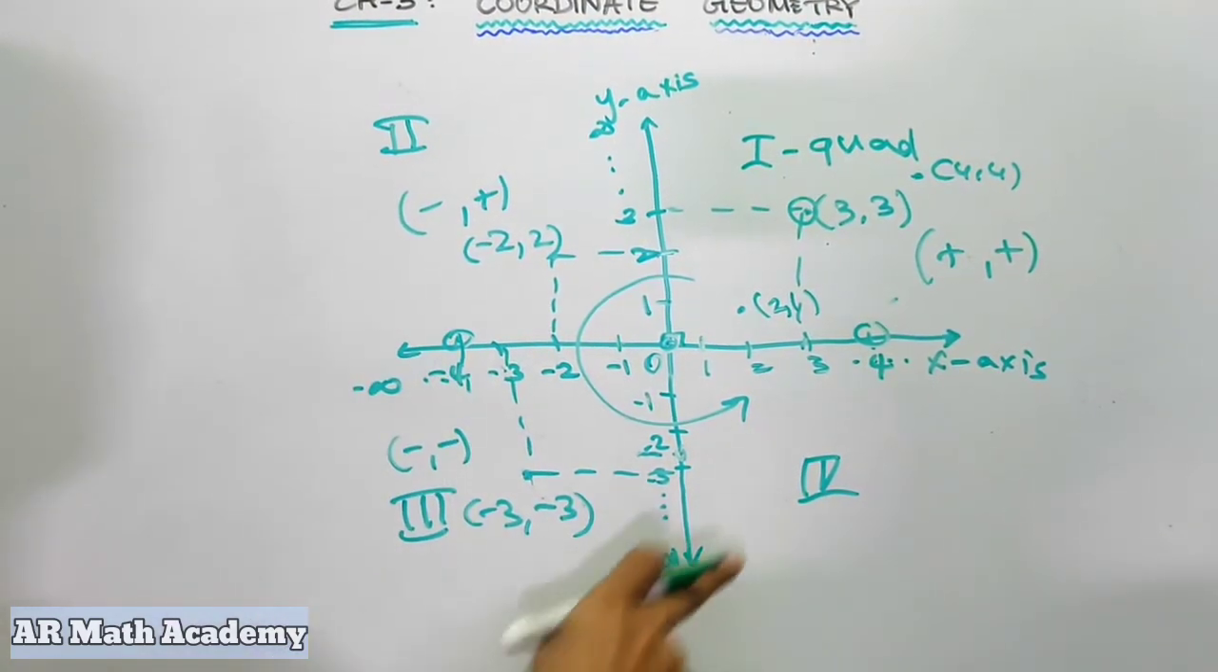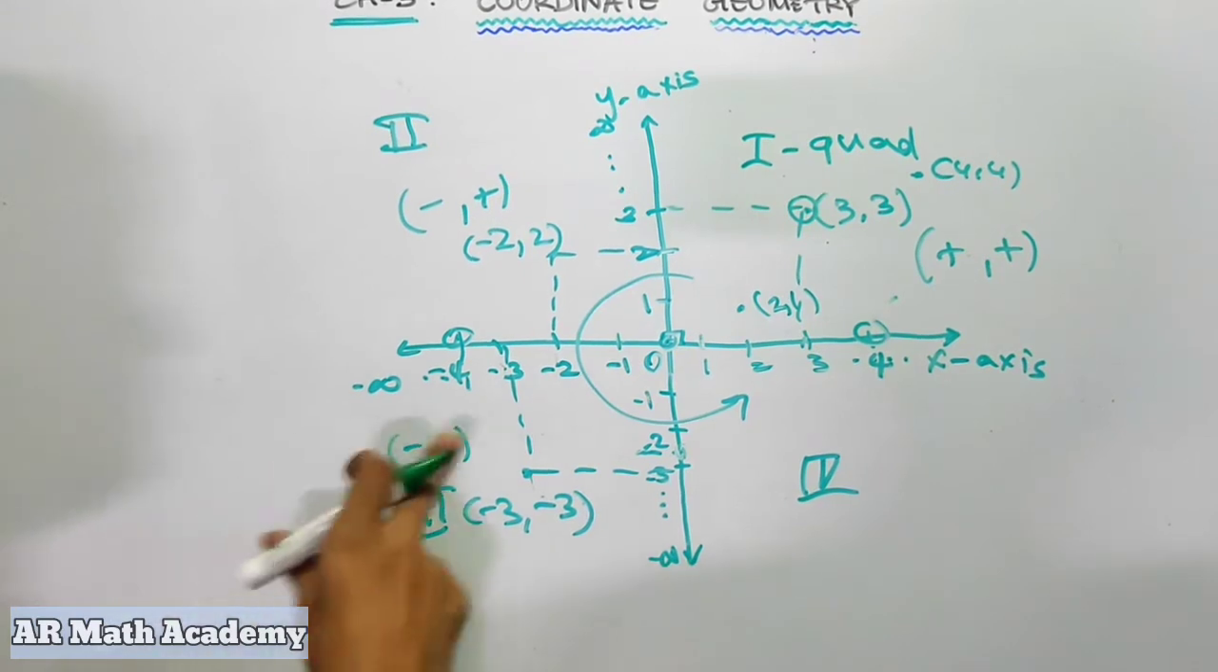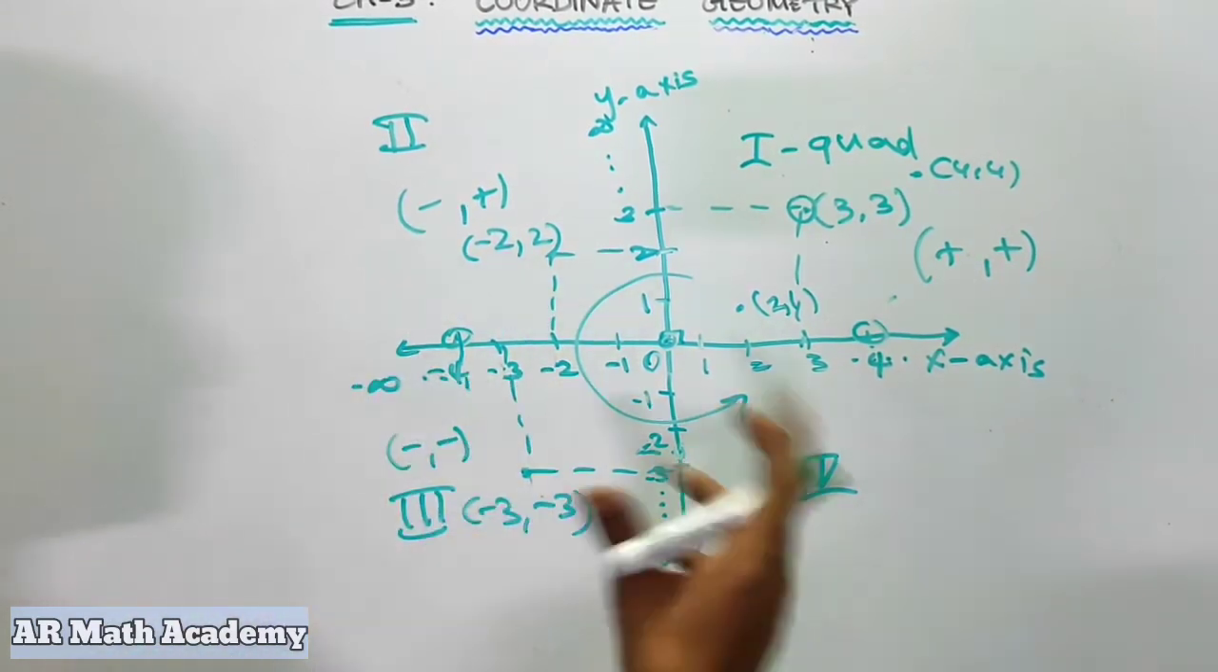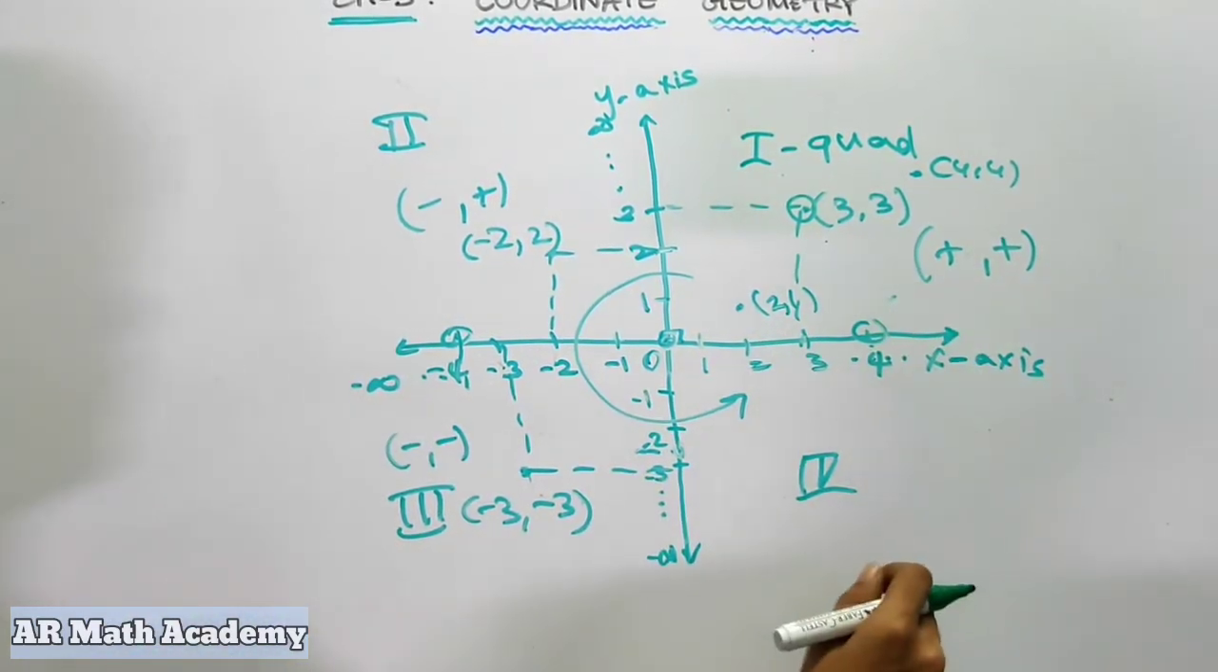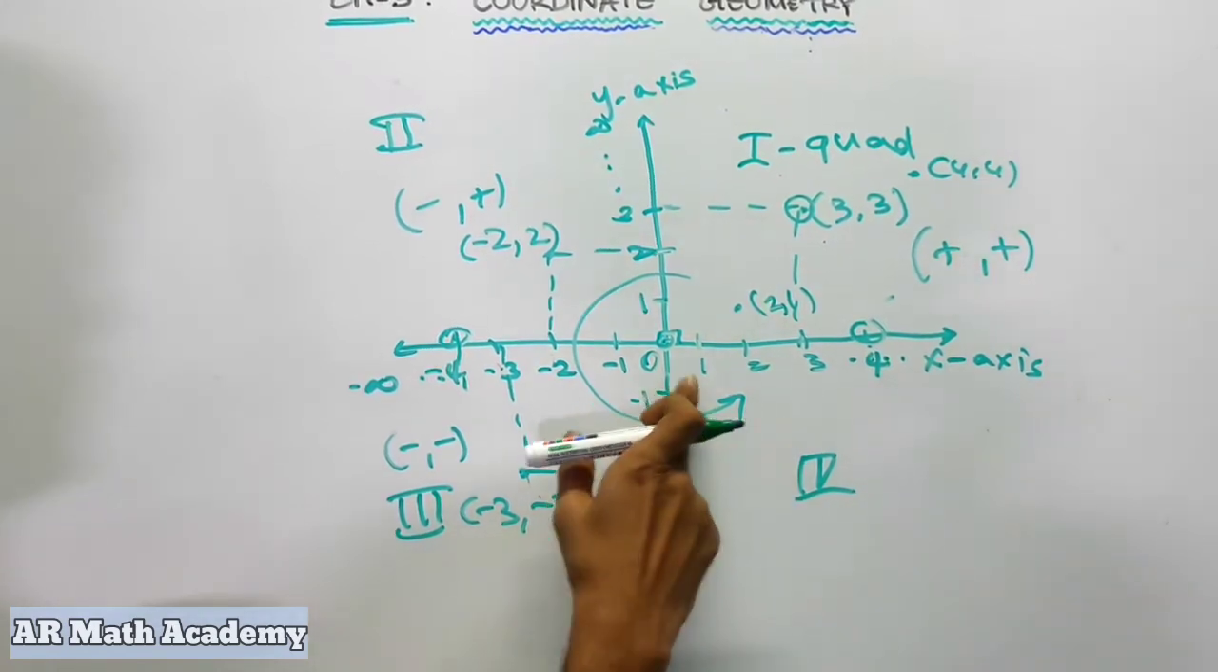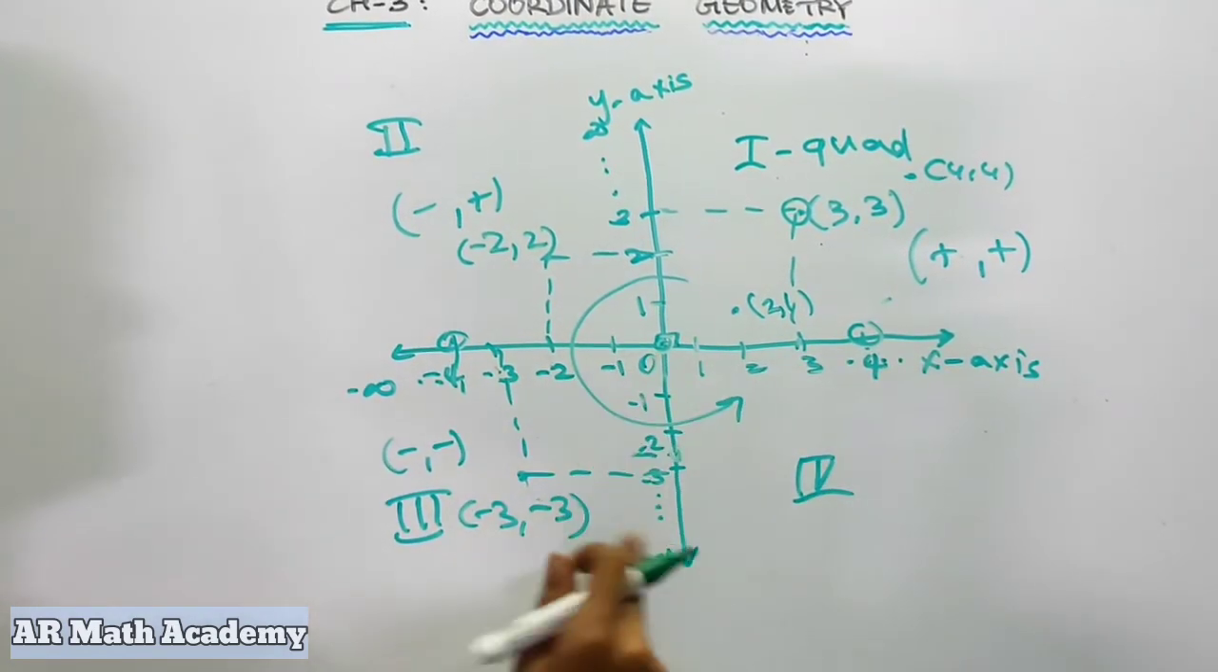So any point that you take in the third quadrant will be minus, minus. Now in a similar way, you can describe your fourth quadrant, where, you guessed it, the x-axis is positive and the y-axis is negative.